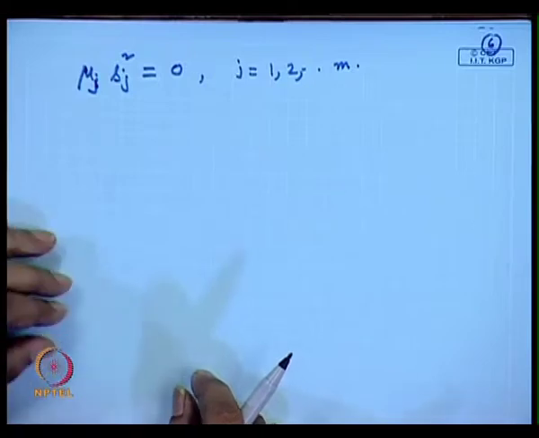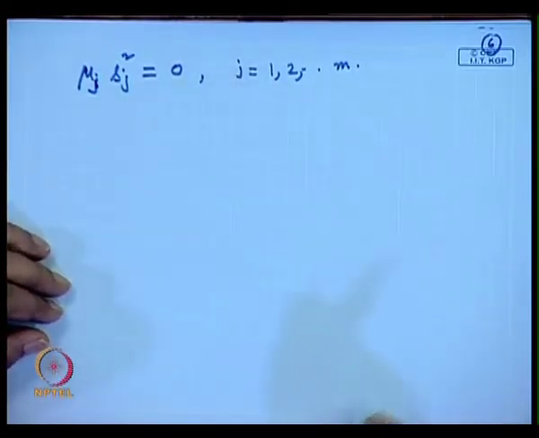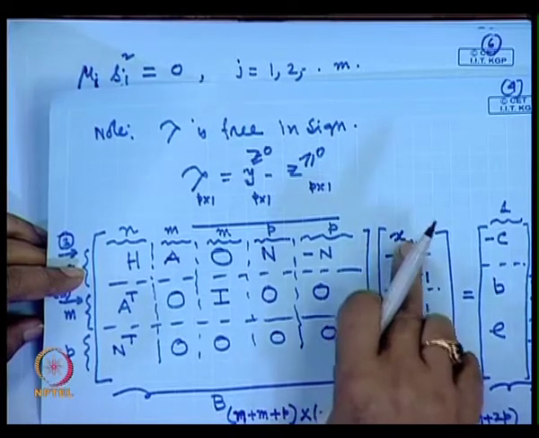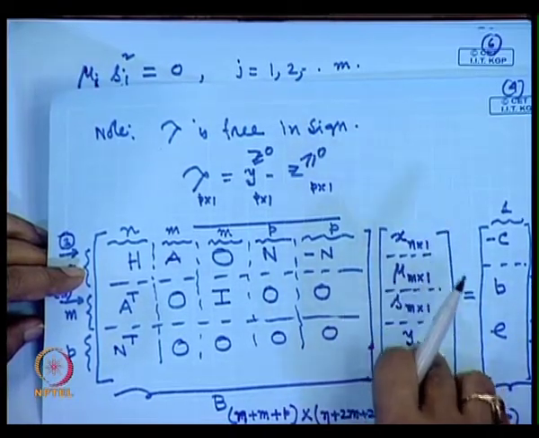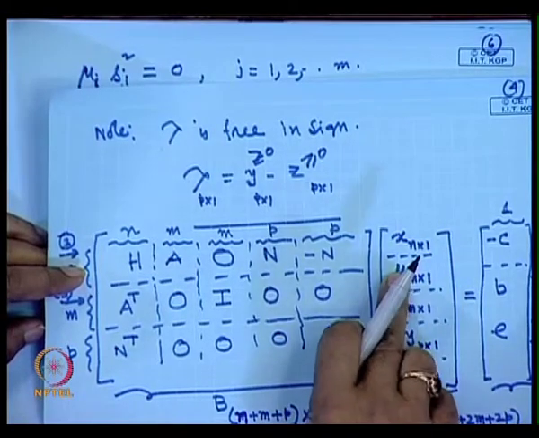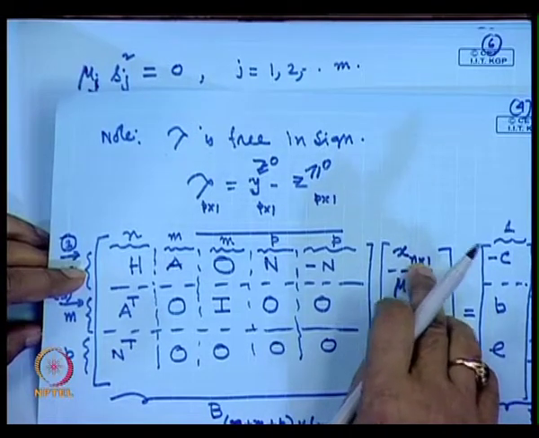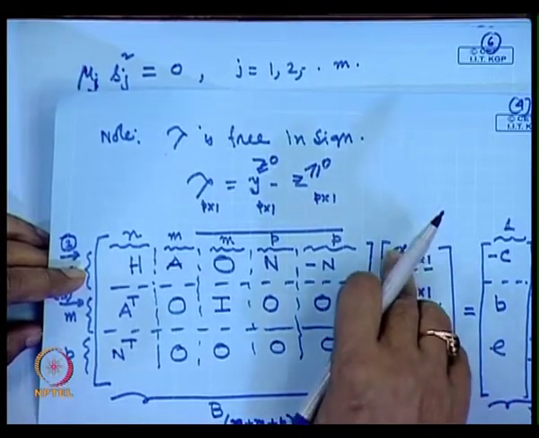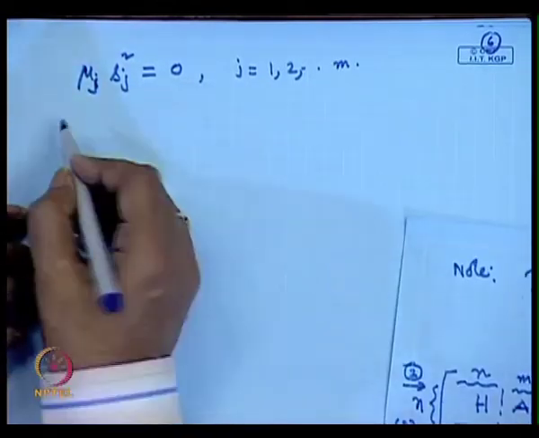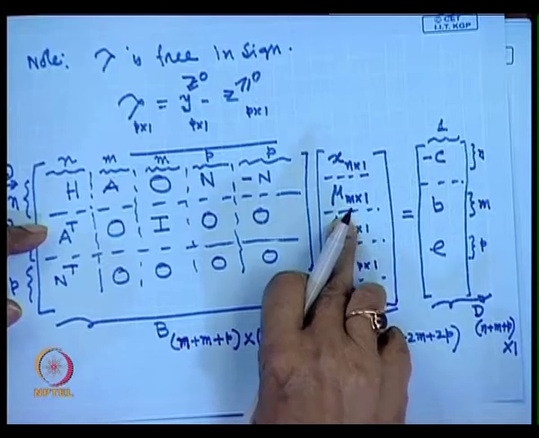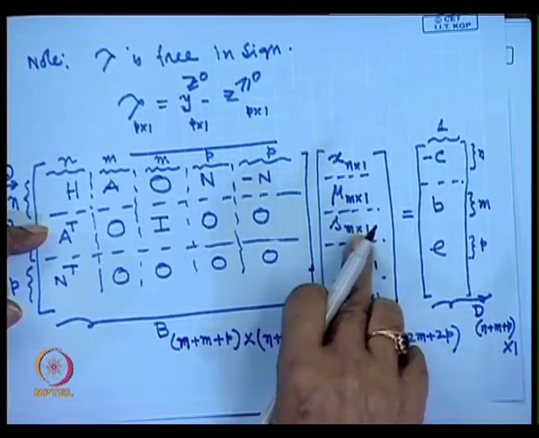Agree? So, now what we can write from this equation, what is the position of mu? If I express all the variables in terms of x, then the first element of mu will be x n plus 1, the second element of mu x n plus 2. So, I can write x n plus j multiplied by the elements of this one, which are s 1 square, s 2 square, all these things.